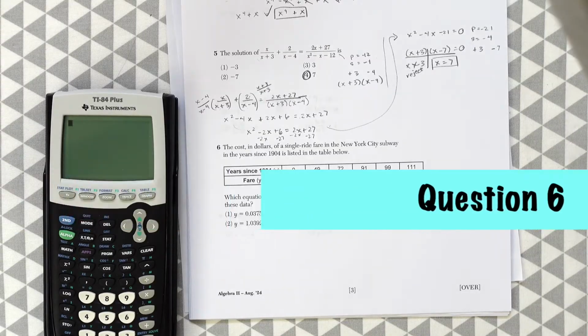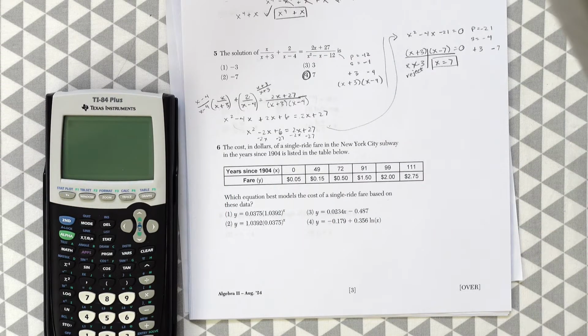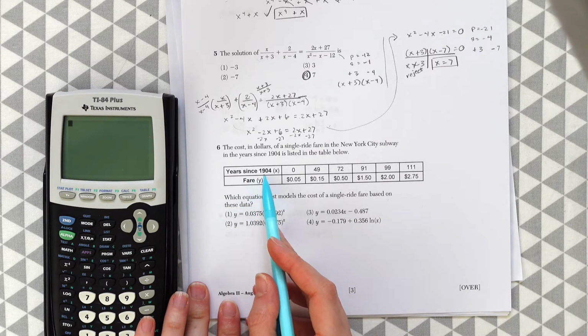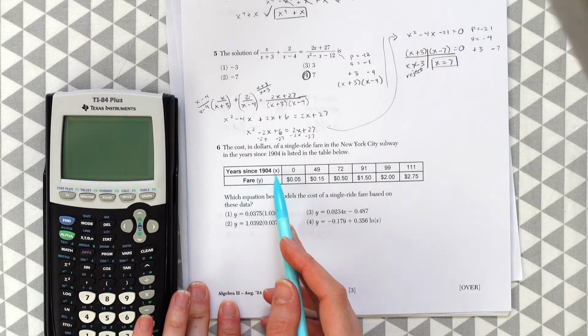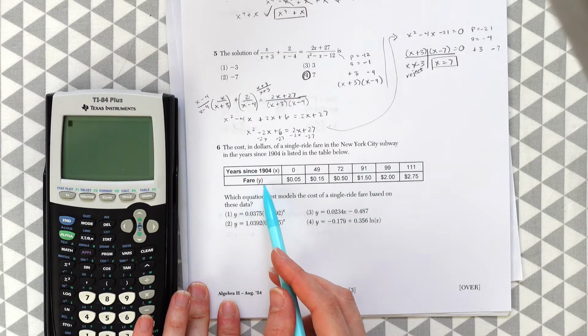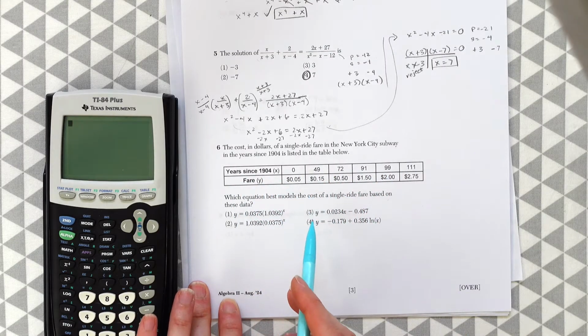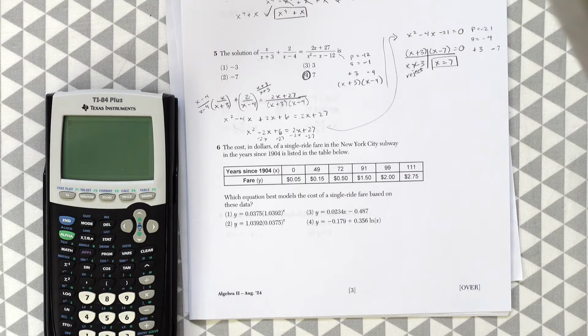Question number 6. The cost in dollars of a single ride fare in the New York City subway in the year since 1904 is listed on the table below. So here we have the x values, which is years since 1904, and then we have the fare, so the price. Which equation best models the cost of a single ride fare based on these data?